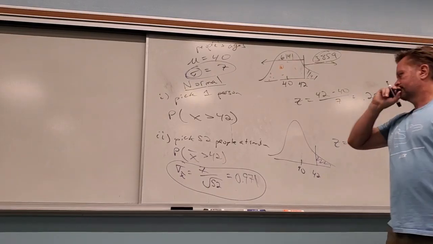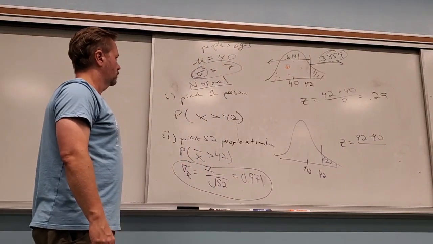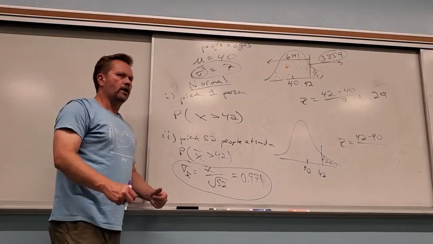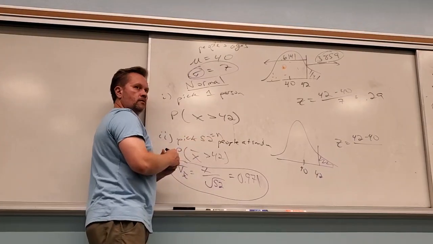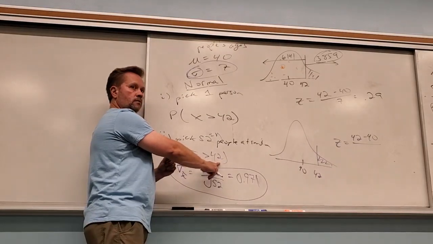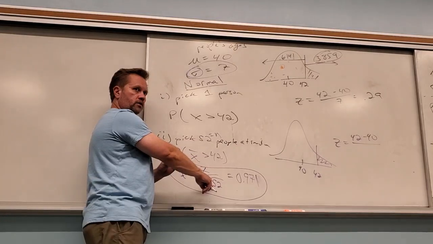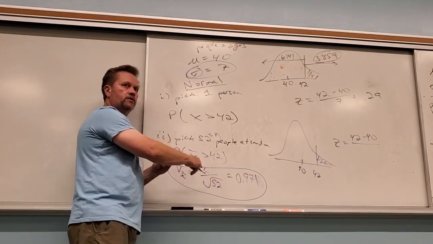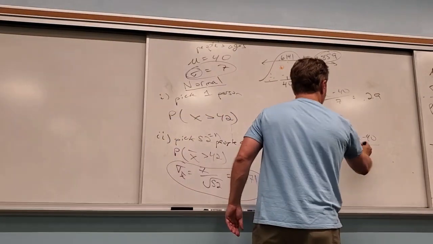What if the 42 changed? So what is 52? 52 is n. And what's the question asking me? Oh. So the only thing 52 does in this case is it changes the standard deviation. The question is still 42, right? Yeah. Okay. So now I'm going to divide by 0.971.